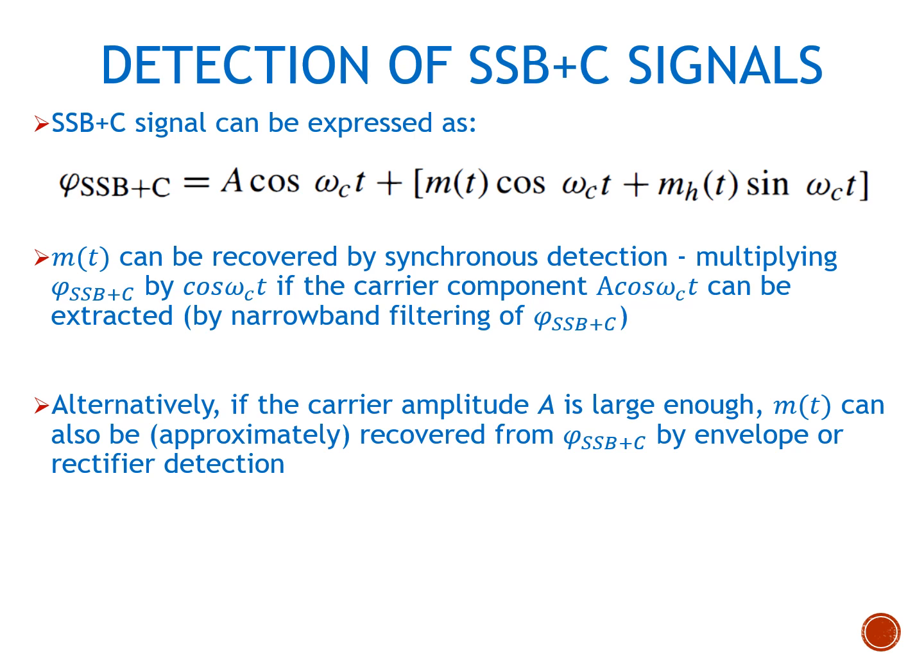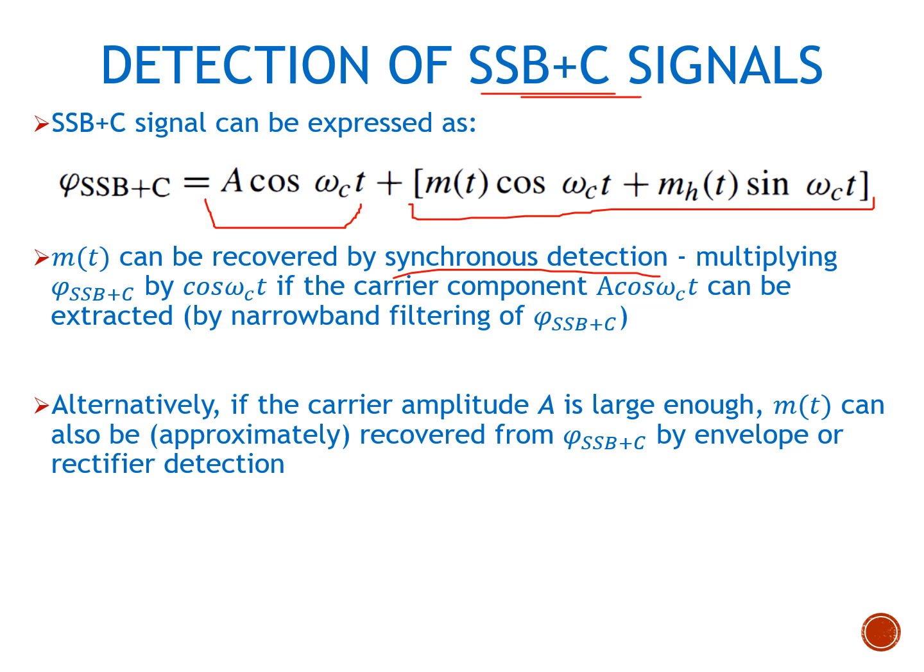Now, if the single sideband signal we have has the carrier, it's called an SSB plus C signal, and we can express it through this expression. This part is a single sideband signal without the carrier, and when we add the carrier to this, it becomes the SSB plus C signal. This can be recovered by synchronous detection.